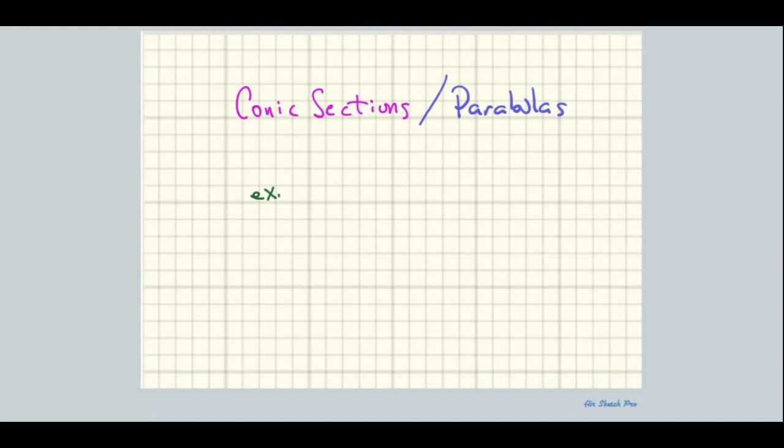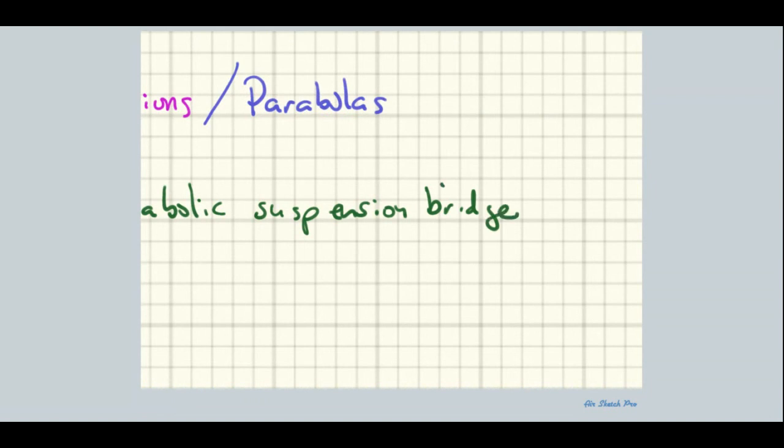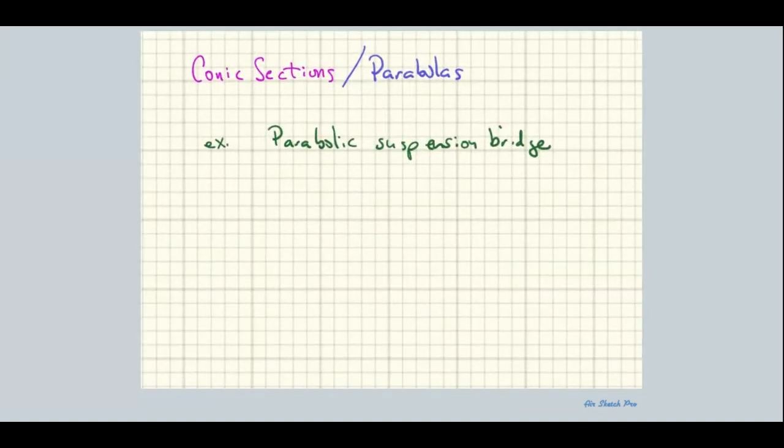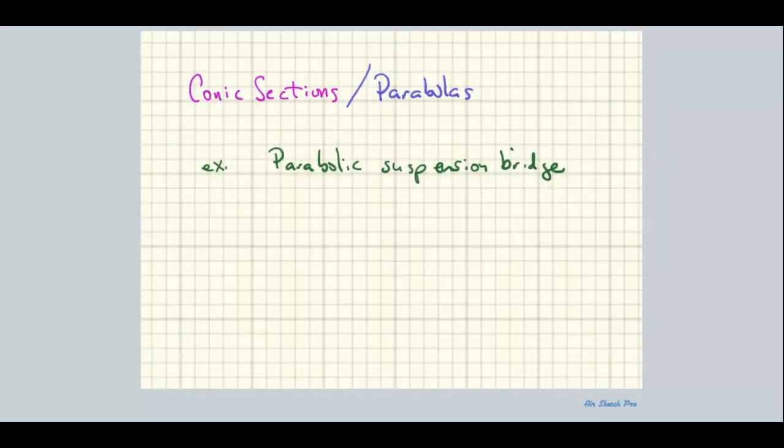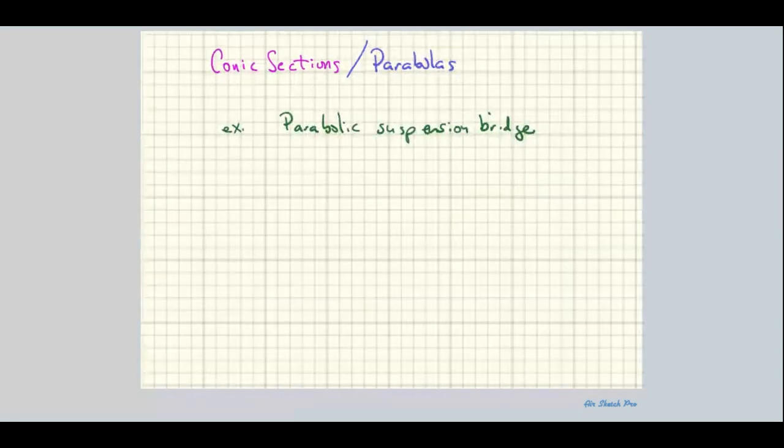Okay, this is a funky, not real example. We're going to assume we have a parabolic suspension bridge. That's just not how it works. An actual suspension bridge does not follow the shape of a parabola. The natural shape for a wire hanging between two points is called a catenary, C-A-T-E-N-A-R-Y. We'll look at those if we have time when we talk about parametric equations, somewhere in calculus. But for now, we're going to assume we have a parabolic suspension bridge.